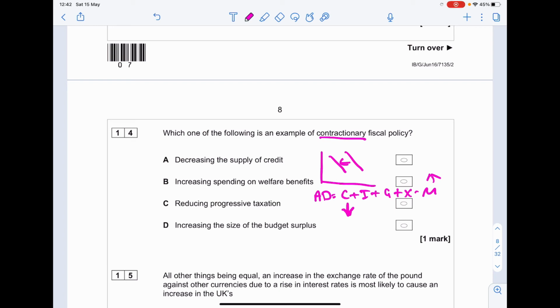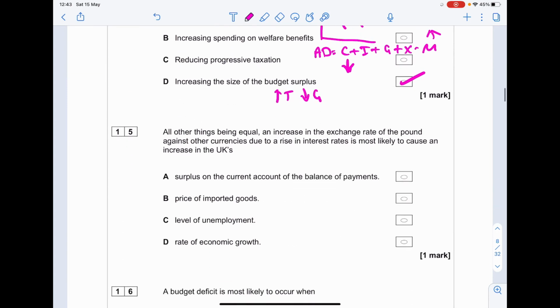Reducing progressive taxation, so that means people have more money to spend. And D is the correct one, increasing the size of the budget surplus. So if you're increasing the size of the budget surplus, what that means is the government is likely to be increasing their taxes and reducing their spending, because what they want to do is have a budget surplus so that perhaps they can pay off their debts. So increasing the budget surplus is the correct answer.